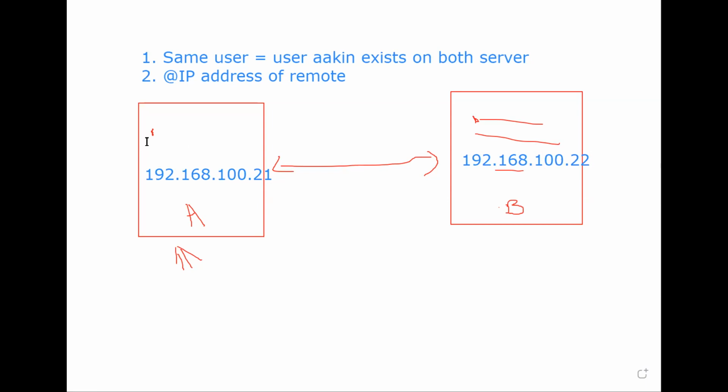Another thing is that the user account Akin must exist here, and the user account Akin must also exist here. So how do you make the user account Akin exist in both places? Because initially when you create it, they're not the same. You don't know how to create a user? Let's quickly go through that.